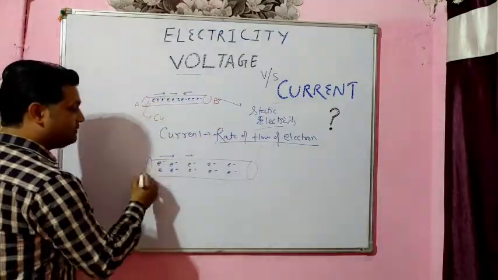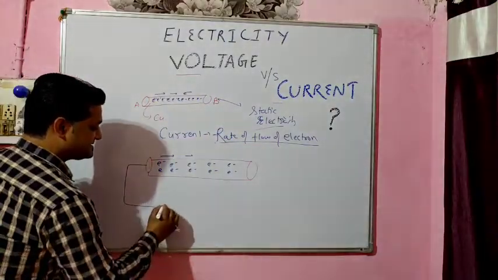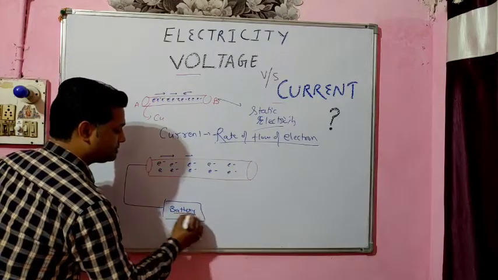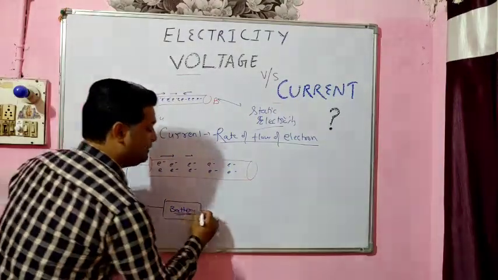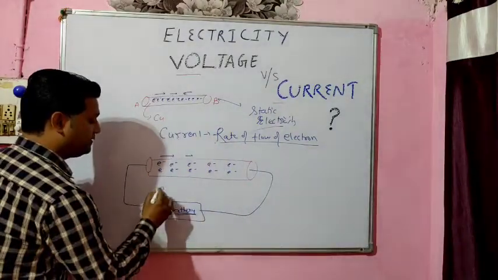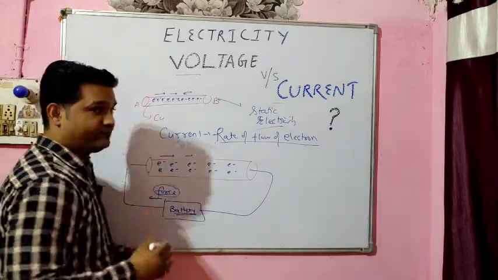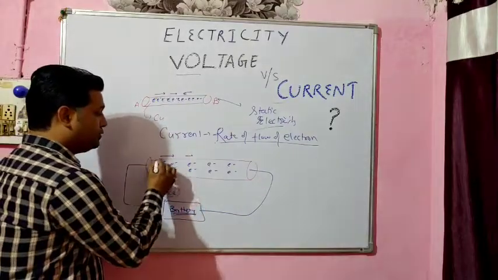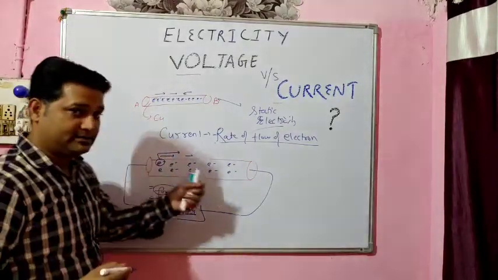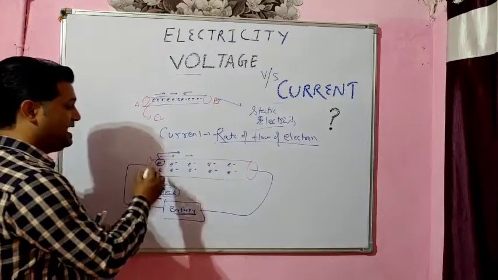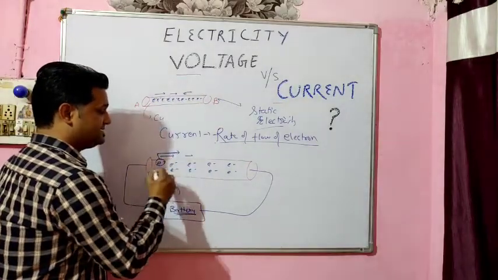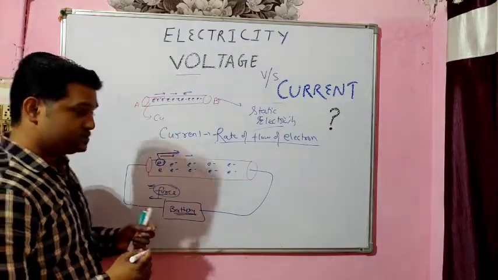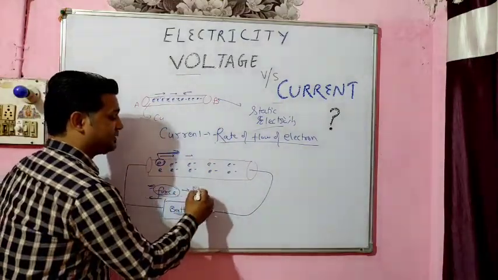So how will they move? Suppose I have connected this wire to a battery. The battery will provide some kind of force. The force provided by this battery moves the electrons ahead in the wire. This kind of force is actually the electromotive force.